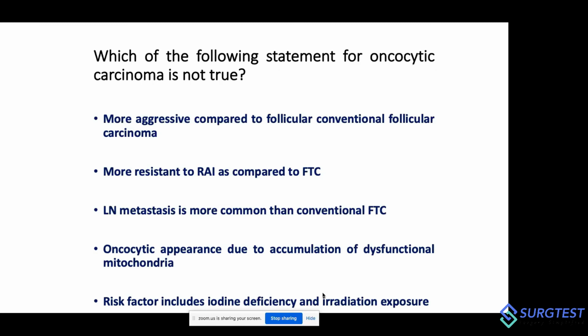False statement. Risk factor. So as I specifically pointed out, there is no known risk factor for the Hurthle cell carcinoma. For follicular, there are, but oncocytic has been removed from the follicular because there are so many differences. Lymph node metastasis, male predominance, no risk factor. So all these points have compelled the WHO to remove the oncocytic carcinoma from the group of the follicular carcinoma. So risk factor, this is a false one.